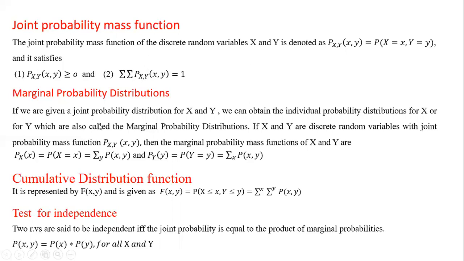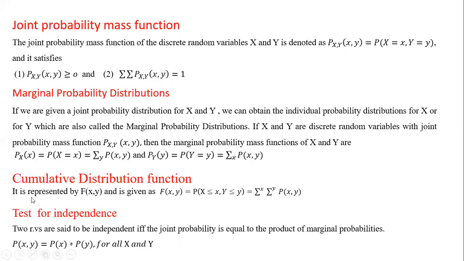Similarly, as we discussed earlier, marginal probability distribution. If we are given the joint probability distribution of X and Y, we obtain the individual probability distributions of X or Y, which are also called marginal probability distributions. If X and Y are discrete random variables with probability mass functions, then the marginal probability mass function of X, denoted by p_X(x), which is nothing but the probability of X equal to x, is the summation over y of p(x,y). And p_Y(y) is the marginal probability distribution of Y.